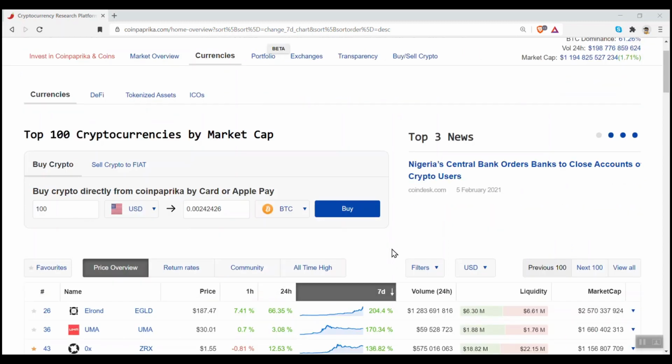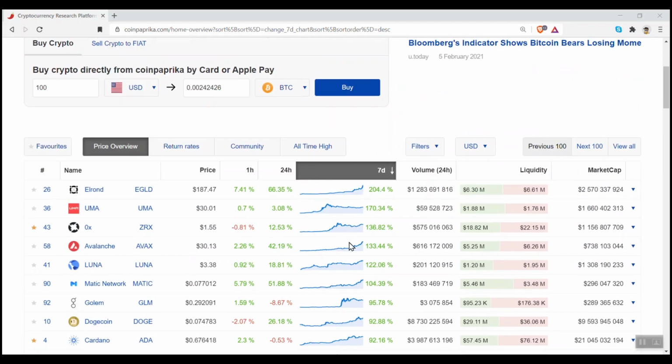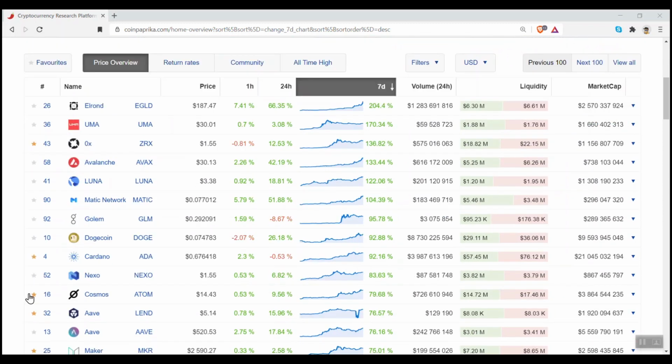So focusing on some of the biggest winners and losers over the past 7 days. Elrond, UMA, 0x, Avalanche, Luna, and Matic Network, they are all up more than 100%. Actually, Elrond beyond 200% over the past 7 days, and quite a few names there. Golem has been doing exceptionally well too, 95% up for the week.